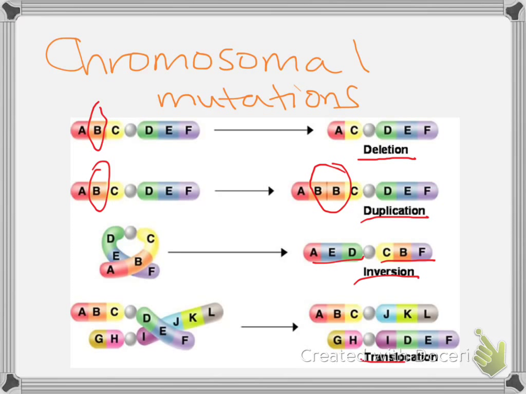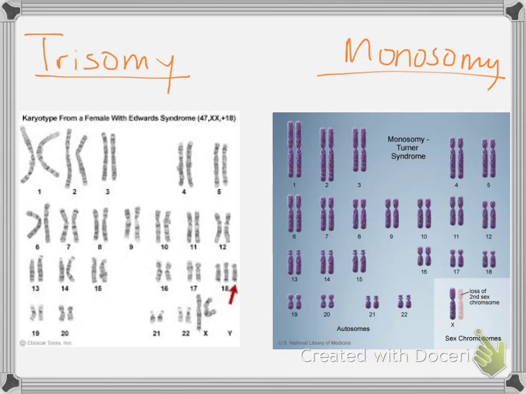And then we can also have what's called a translocation. When we have 2 non-homologous chromosomes, so 2 different chromosomes, you can see how the letters are different. They wind up exchanging genetic information with one another, and it gets all messed up.